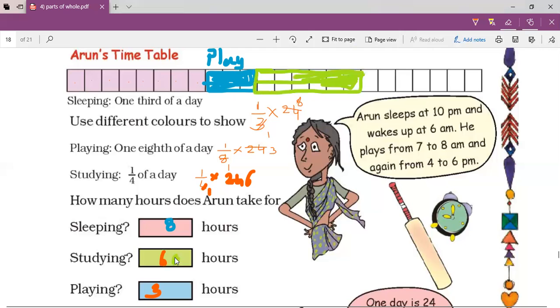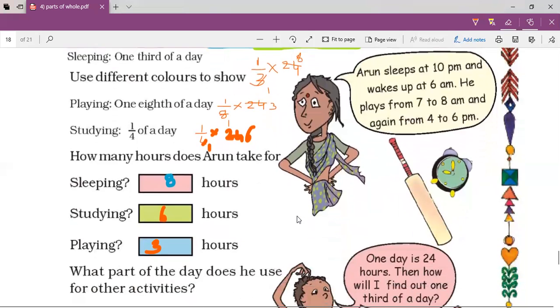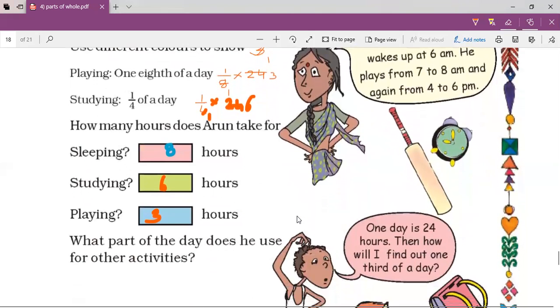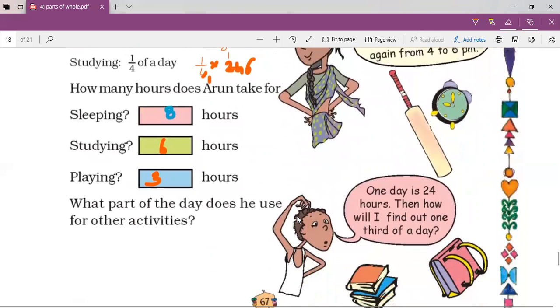Now, the next question they asked. How many hours does Arun take for other activities? So we had written that he sleeps for 8 hours, he studies for 6 hours, and he plays for 3 hours. What part of the day does he use for other activities? So what they had asked is, if he is doing all this work for this many hours, how many hours will remain for the other activities, like going to school or doing some other activities. For those activities, how many hours does he use? So for that, what we will do, we'll add all these hours.